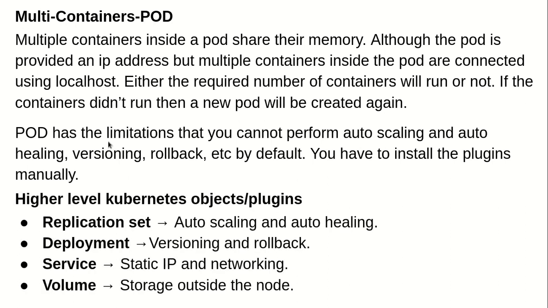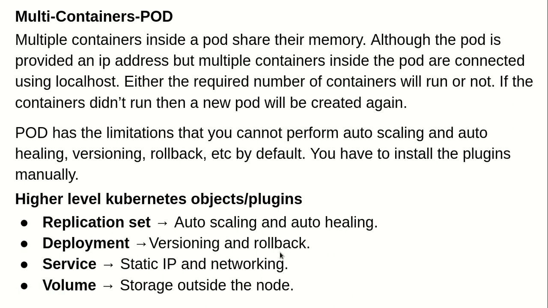So these are some of the plugins or the higher-level Kubernetes objects. All right. So the ReplicaSet will basically perform the auto-scaling or the auto-healing. If you want to know what auto-scaling and auto-healing are, you have to check my previous video. The Deployment is also a plugin or higher-level Kubernetes object that will basically perform the versioning and rollback, to transition from one version to another version.